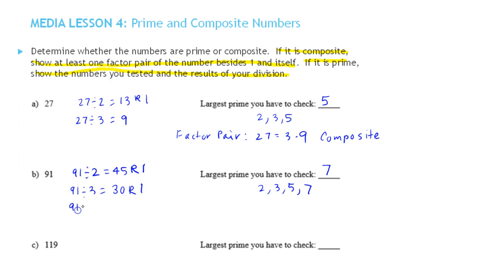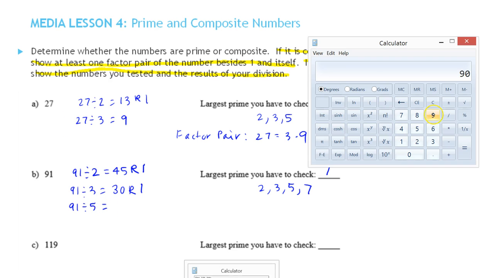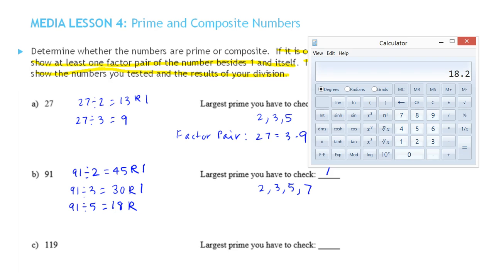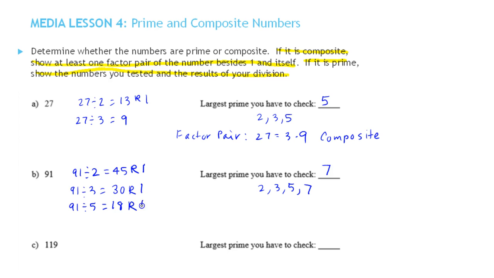Okay, 91 divided by 5. Well, 91 divided by 5 is 18.2. Note the remainder is not 2. To find the remainder, we multiply 18 times 5. We see that that's 90, so again, the remainder is 1. Now we have to check one more number.